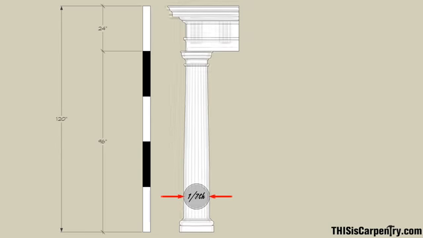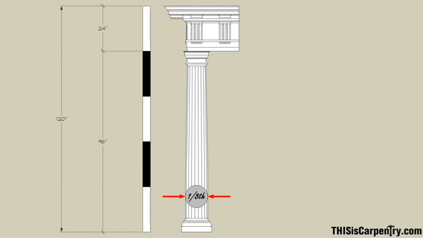If we were working with a Doric order, the column's base diameter is 1/8 its height and gives us a diameter of 12 inches. 96 inches divided by 8 equals 12 inches.